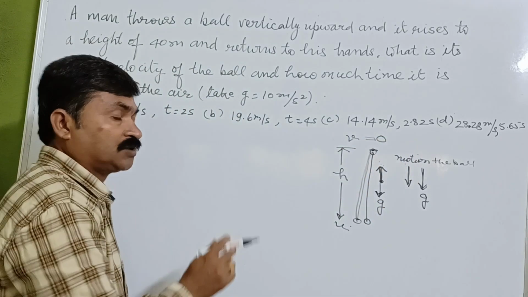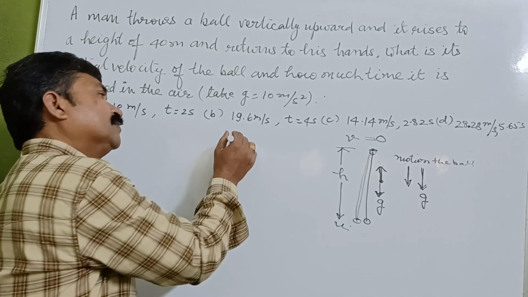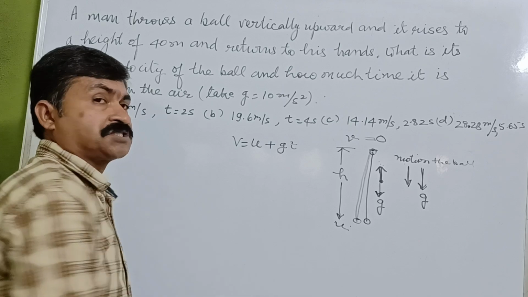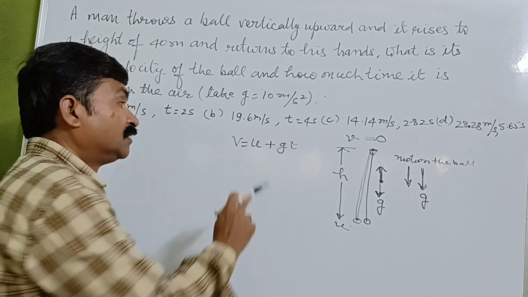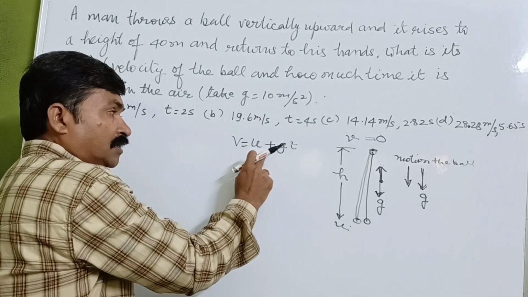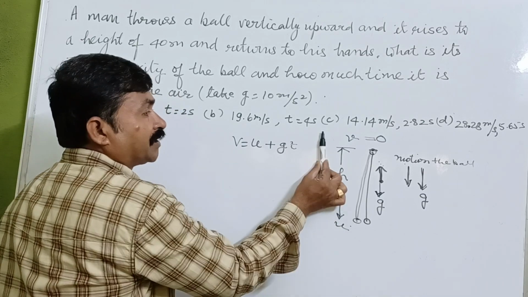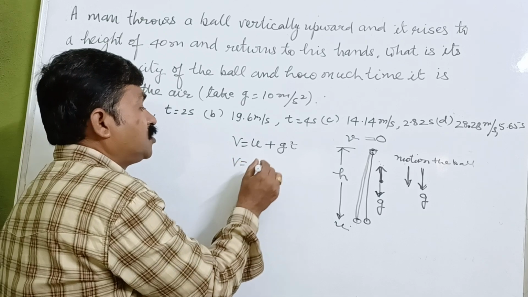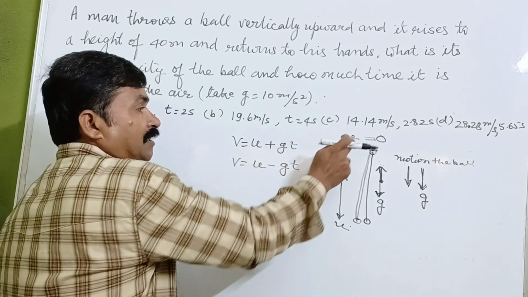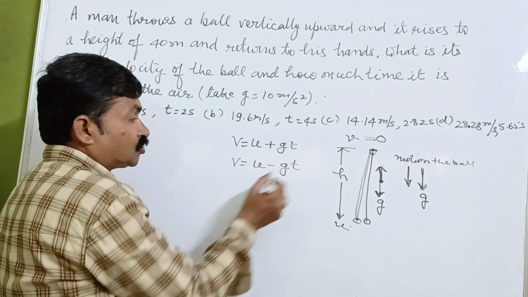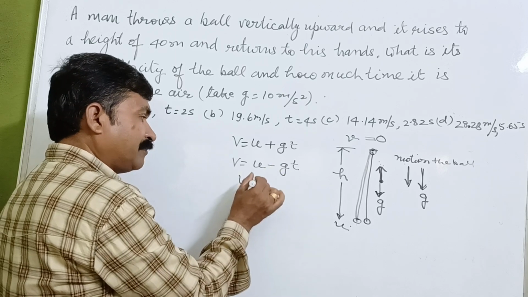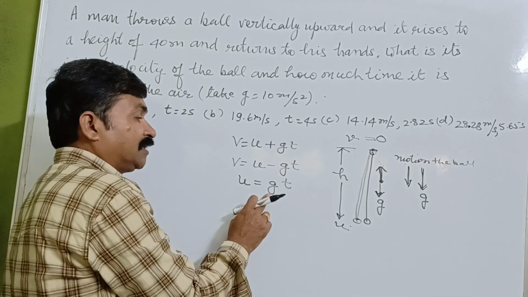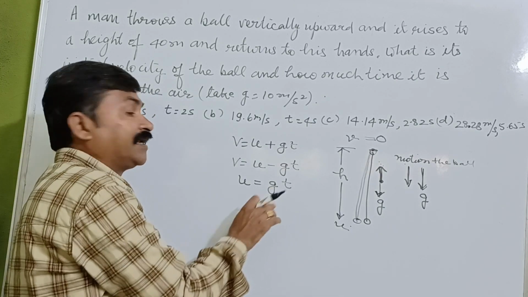So if we go through the first equation of motion, we can determine v = u + gt, which is the standard equation of motion. Now if the ball is moving upward, gravity is acting in the opposite direction, so it will be v = u - gt. Here final velocity is 0, so u will be equal to gt.